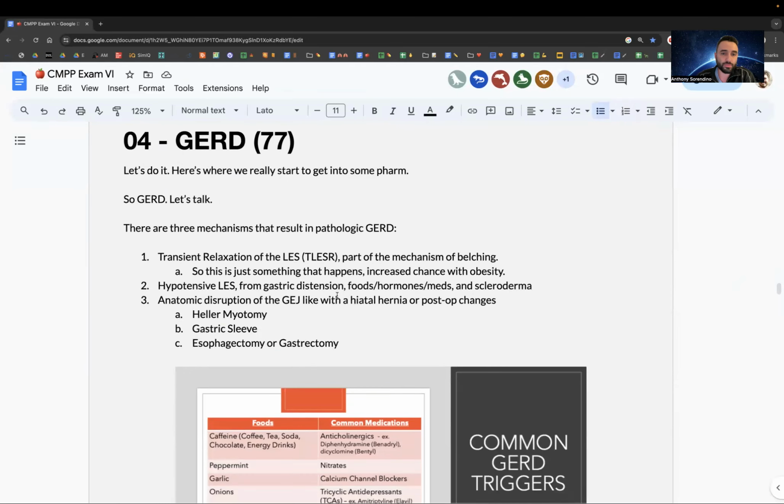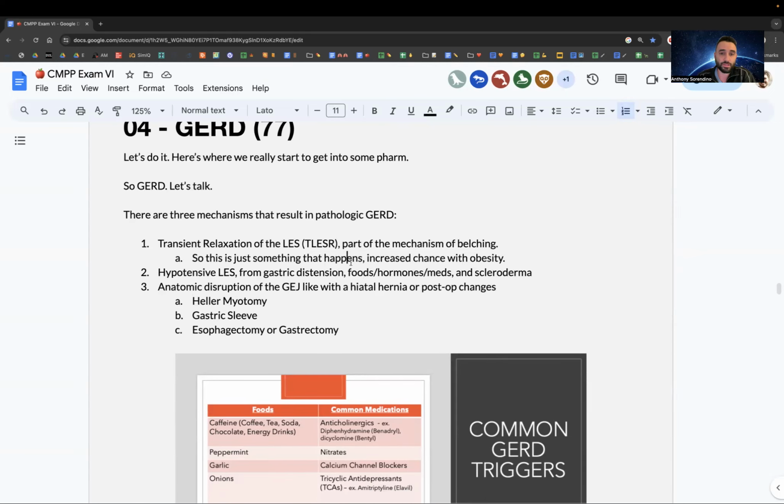So there are three mechanisms that result in pathologic GERD. We have the transient relaxation of the lower esophageal sphincter. So it just relaxes randomly and stomach acid comes up into the esophagus, all right? It's part of the mechanism of belching. Sometimes when you burp, you can actually feel a little bit of stomach acid coming up. So that's exactly what's happening here. And it's going to increase with obesity.